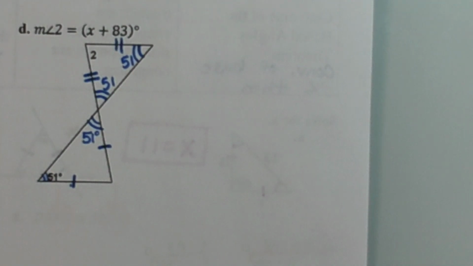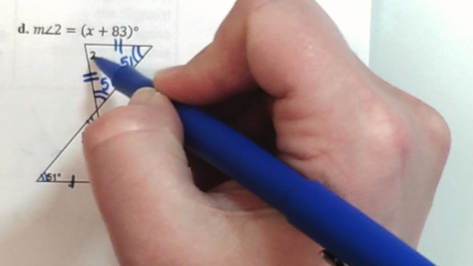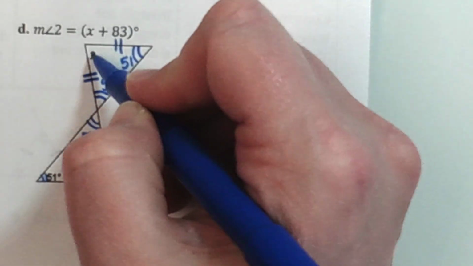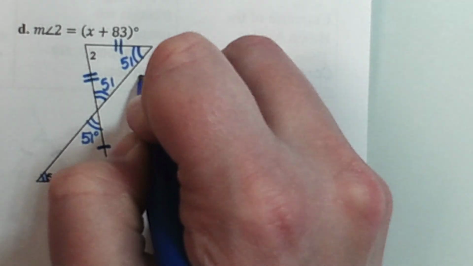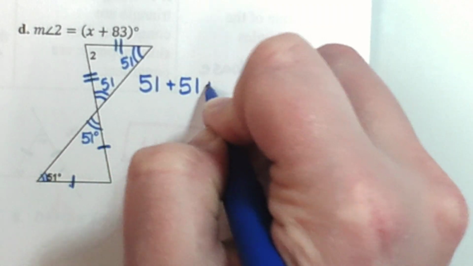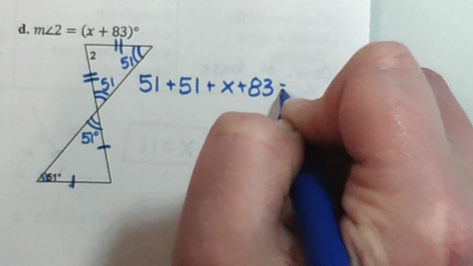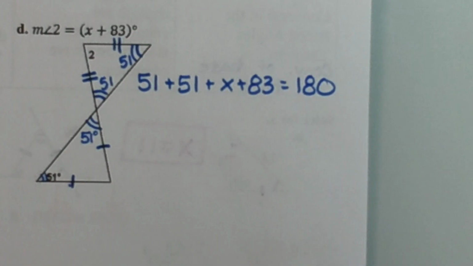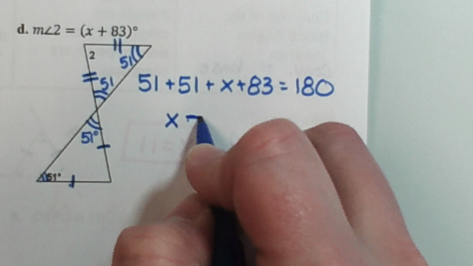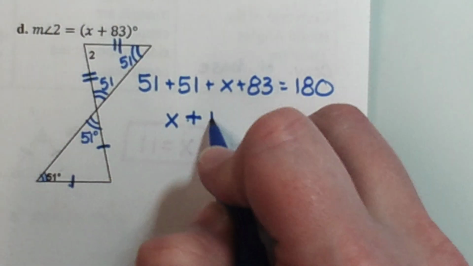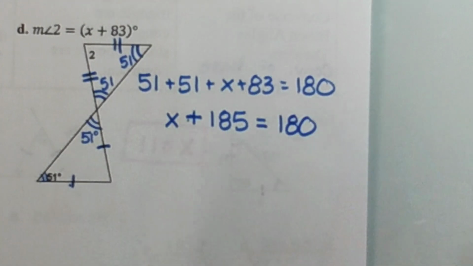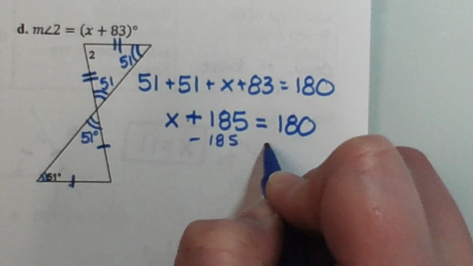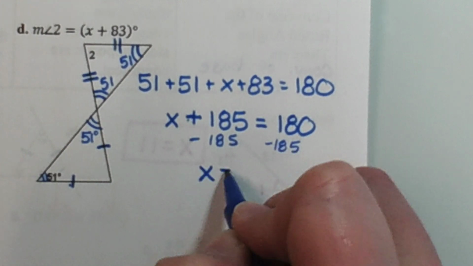Did that help me solve for x? It helped, but did it get me x? No. x is hanging out in this angle. But I know all 3 angles in that triangle, and the 3 angles in a triangle add up to 180. Combine like terms, we get x plus 185 equals 180. Subtract the 185 and x is negative 5.